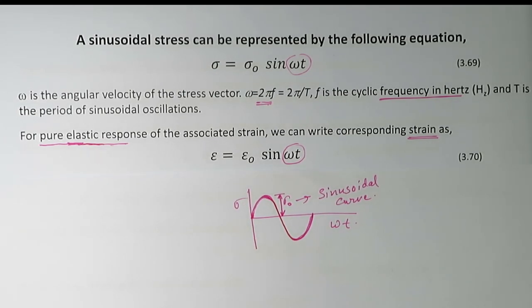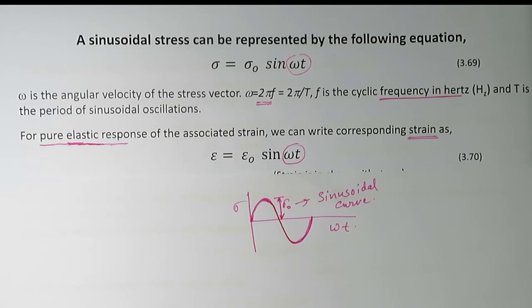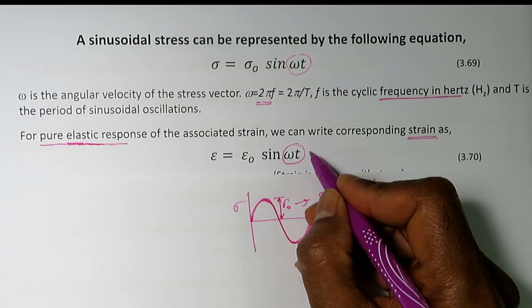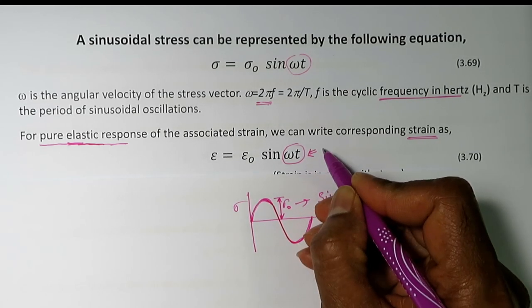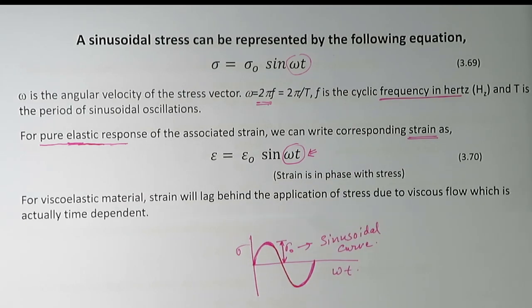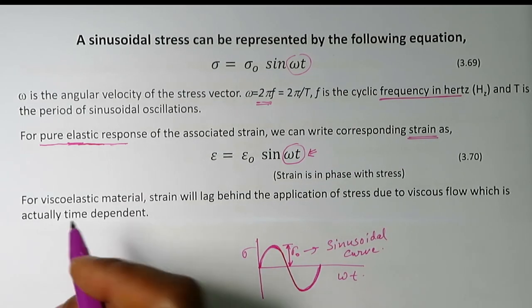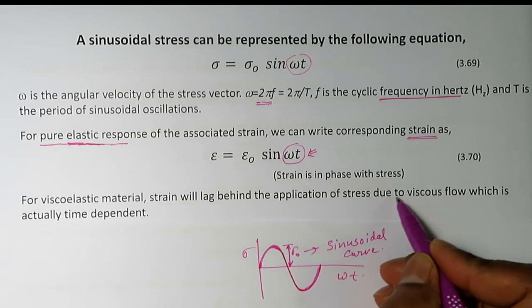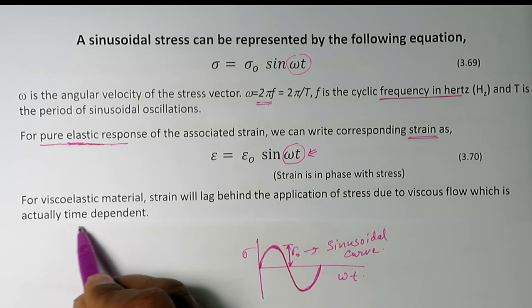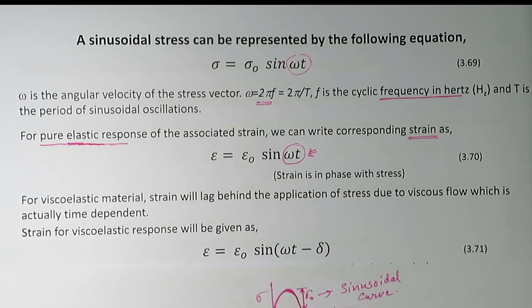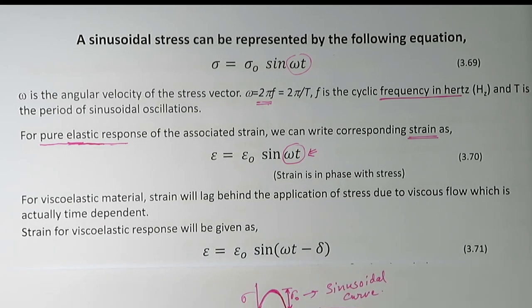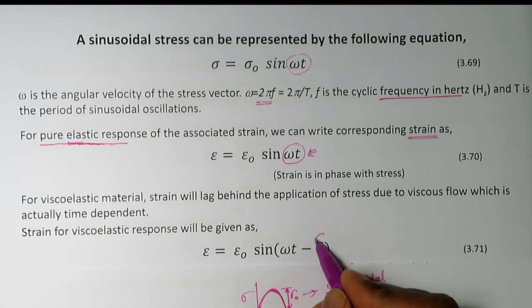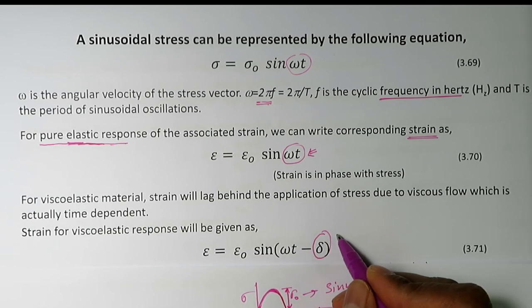But for polymers and elastomers, there is a time effect. So this time effect is shown. For a viscoelastic material, strain will lag behind the application of stress due to viscous flow, which is time dependent. So strain for a viscoelastic response will be given by this phase difference, this phase lag.